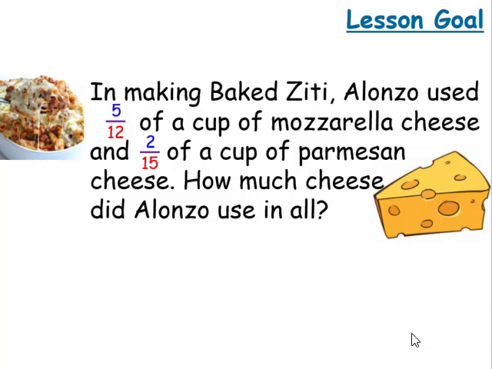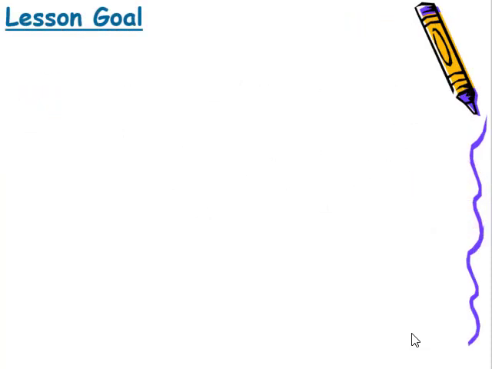Our lesson goal for today is to be able to solve problems similar to this. In making Big Ziti, Alonzo used 5/12 of a cup of mozzarella cheese and 2/15 of a cup of Parmesan cheese. How much cheese did Alonzo use in all? In order to solve this problem, we're going to add the fractions 5/12 plus 2/15.